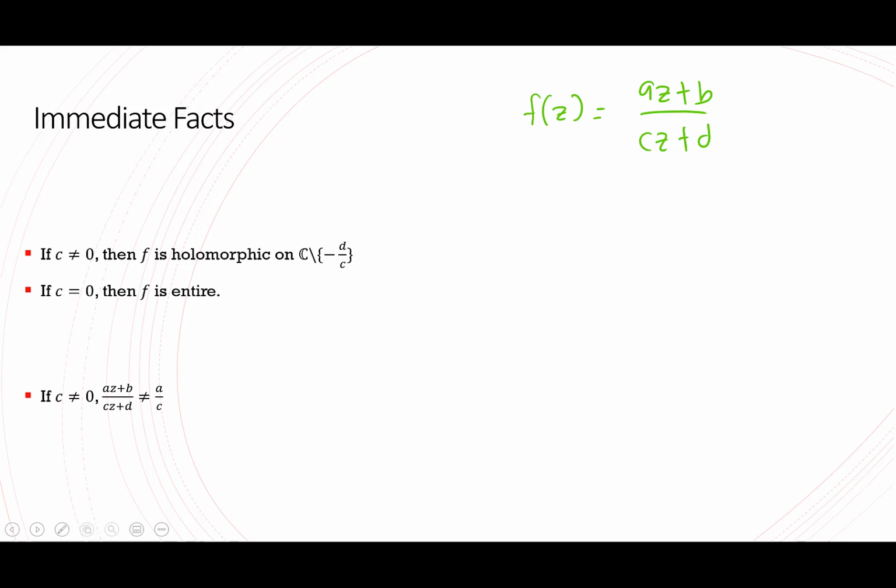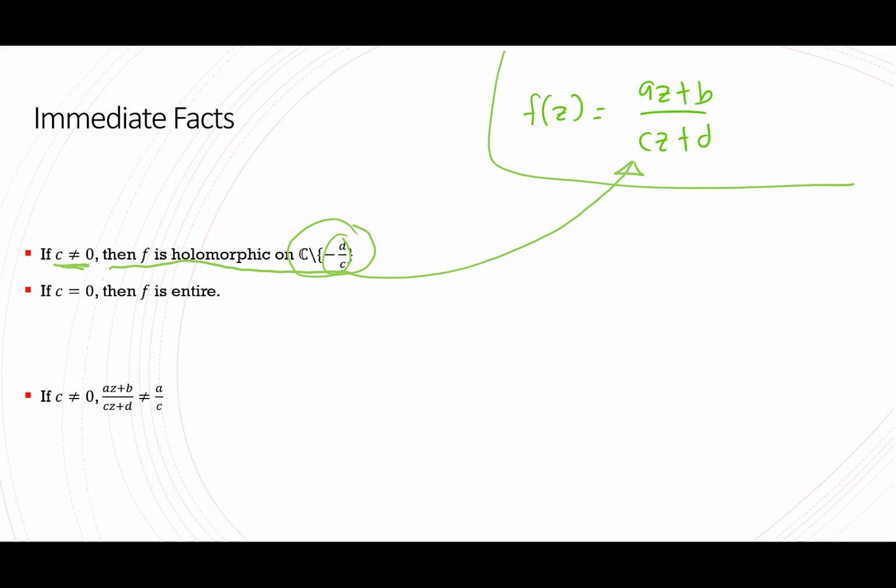So we get a couple of immediate facts up in the upper right here. I'm just writing down what our function is so you don't forget. Firstly, if c is not equal to 0, then this function is holomorphic on C minus {−d/c}. Now I'll show you what the derivative is and tell you how you can do it. In any case, it should make sense that this is true, especially for z not equal to −d/c, because we can't even plug that value in here anyway without blowing up the universe.